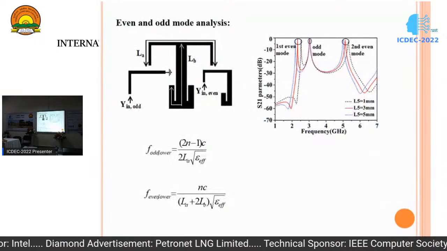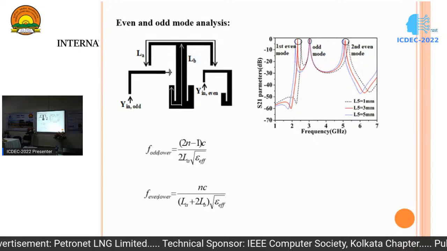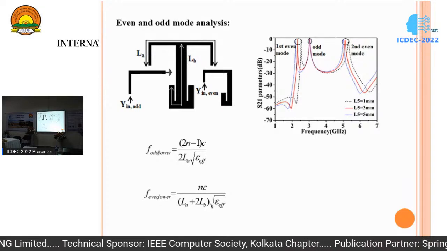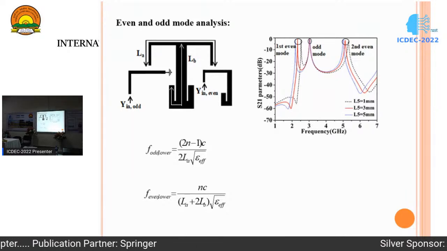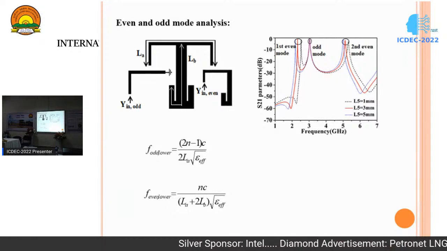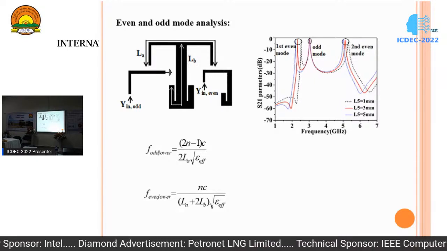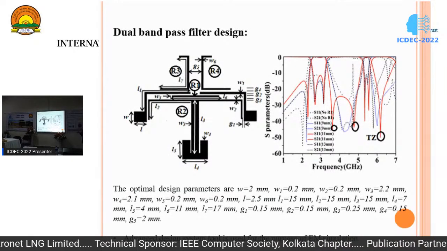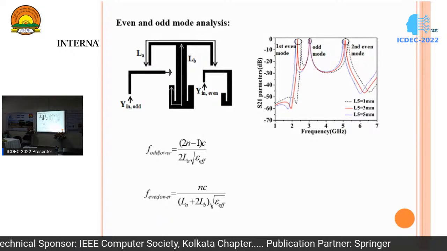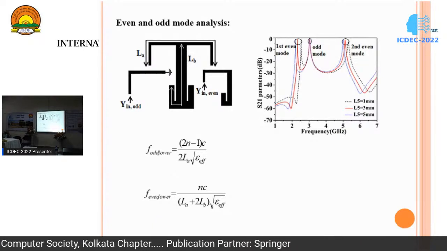So this is the even and odd mode analysis for the lower bandpass resonator. You can see the two equivalent circuits, even and odd, in the slide. These frequencies are calculated by setting the input admittance Y_in odd and Y_in even equal to 0. These frequencies are derived just to know the physical dimension of the length of the resonator. And from the plot you can also see that just by regulating the length L5, you can shift both the lower and higher even mode resonances.